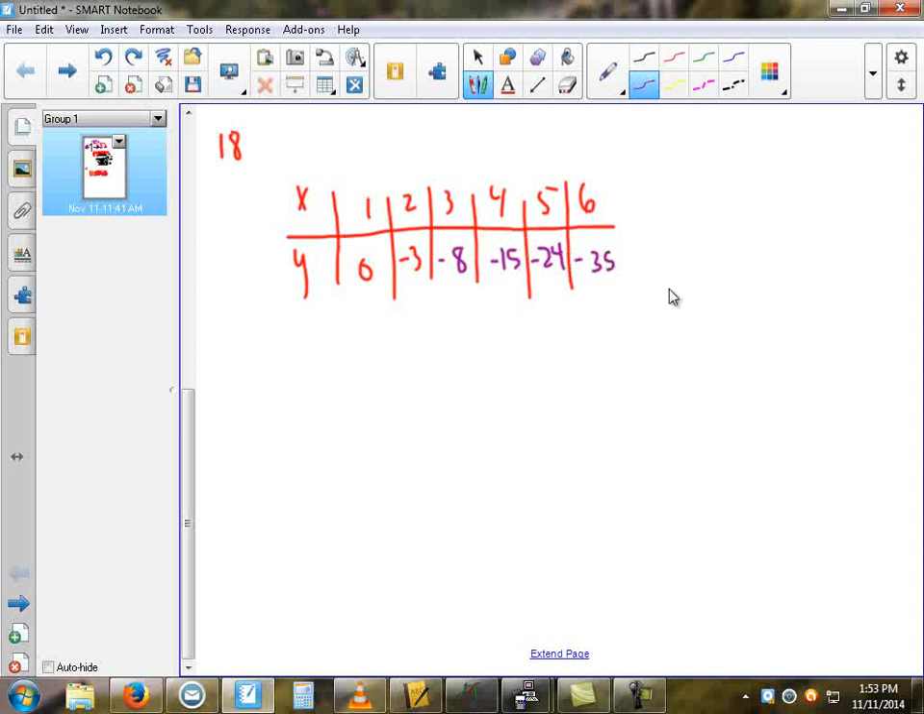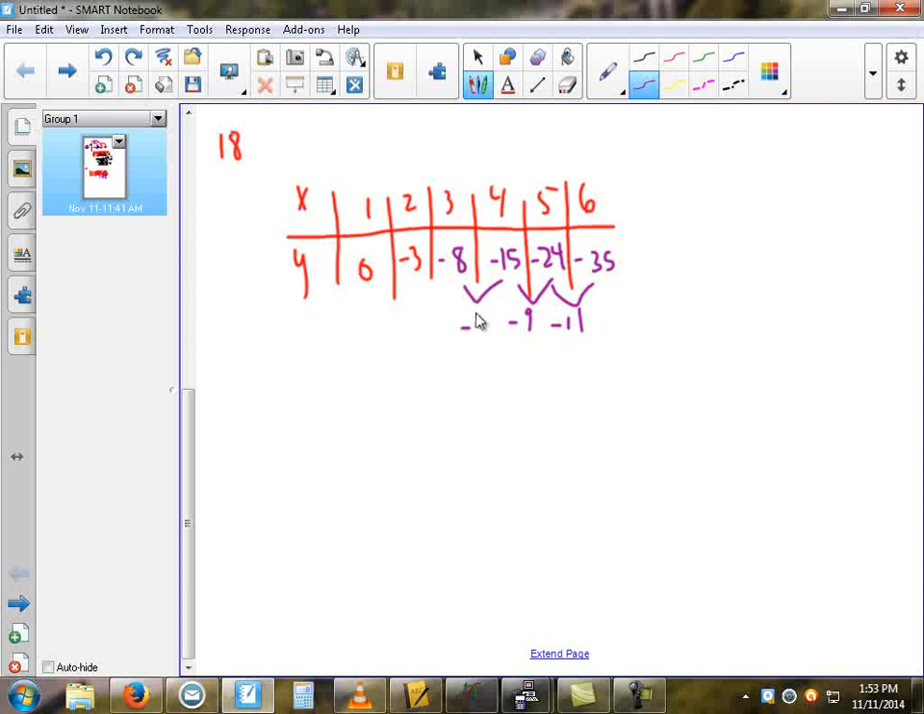Okay, so what we're looking for is what degree polynomial we want to use our calculator to find. We take the difference between -35 minus -24. We always go right minus the left. That's like adding 24 to it, so it should be -11. -24 minus -15 is like adding 15 to -24. It should be -9.